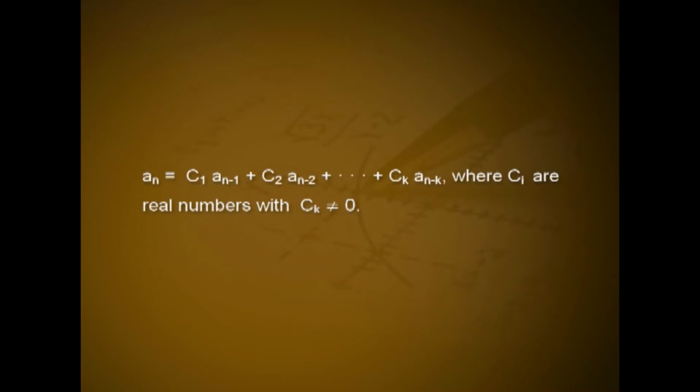The coefficients Ci may depend on n, but here we will assume that they are constant unless otherwise stated. Note: a general form of a linear homogeneous recurrence relation of degree k with constant coefficients is of the form a_n = C1 a_{n-1} + C2 a_{n-2} + ... + Ck a_{n-k}, where the Ci are real numbers with Ck not equal to 0.